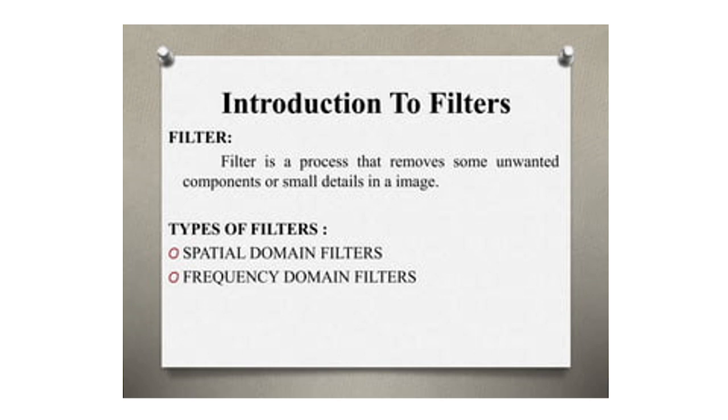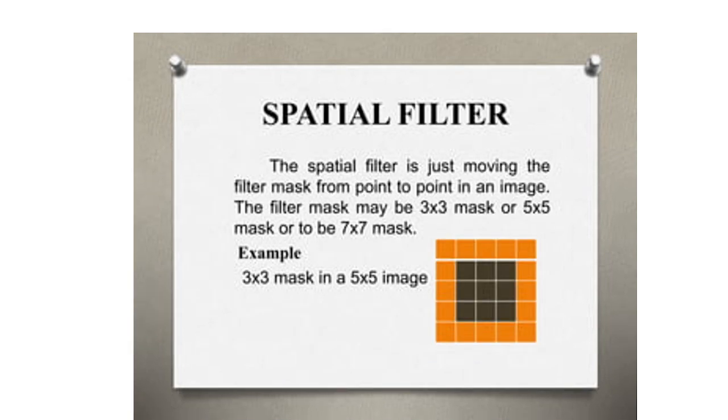Just as we use a tea filter in our house, it filters out something and removes the unwanted things. The needed part will be passed out of the filter and the unwanted things will be settled inside the filter itself. Similarly here also we have two types: one is spatial domain filters, another one is frequency domain filters.